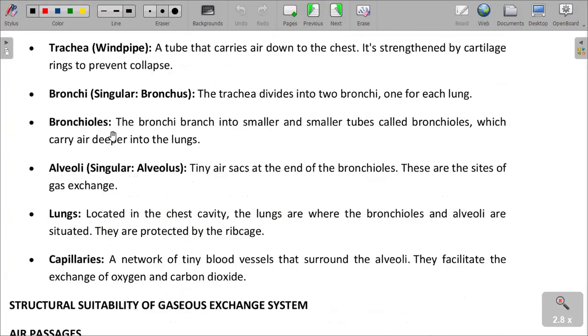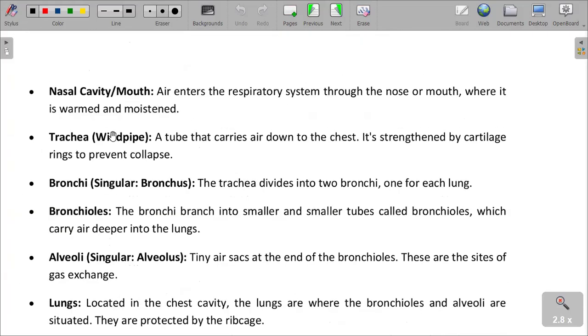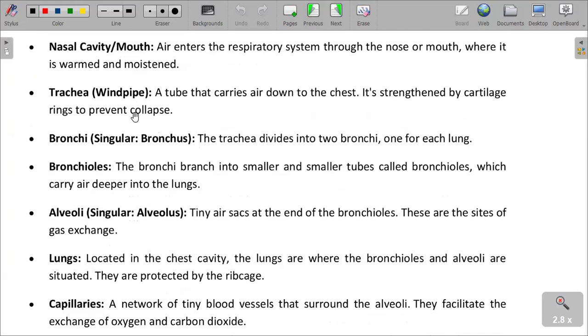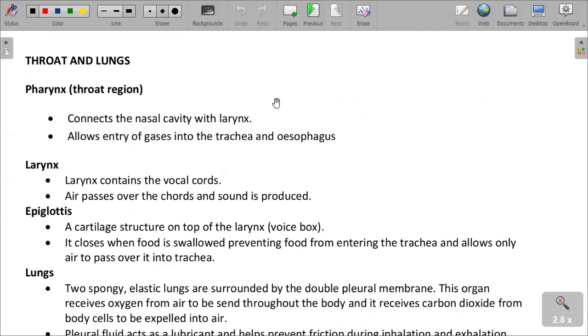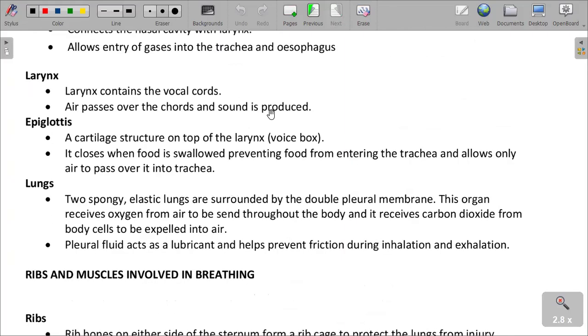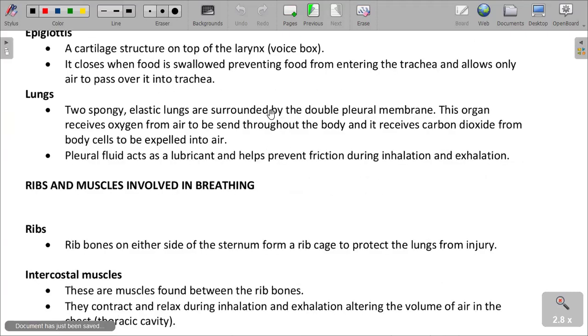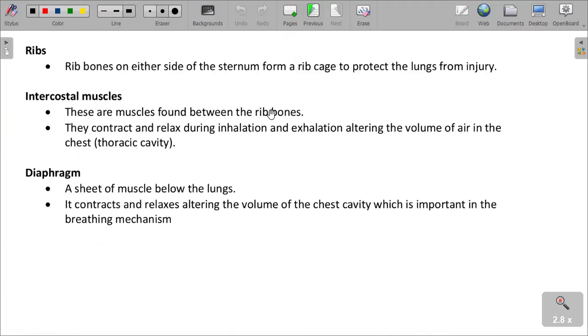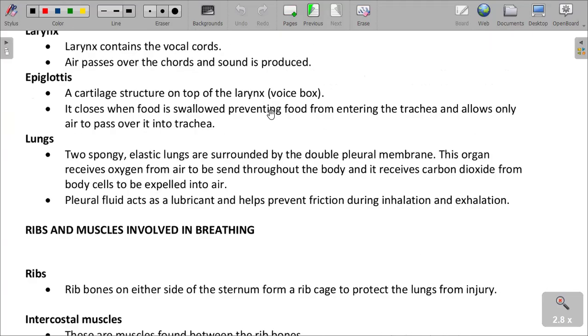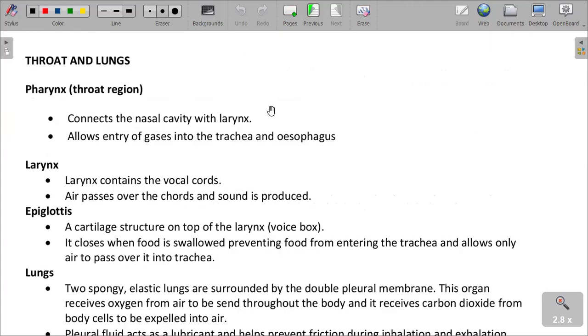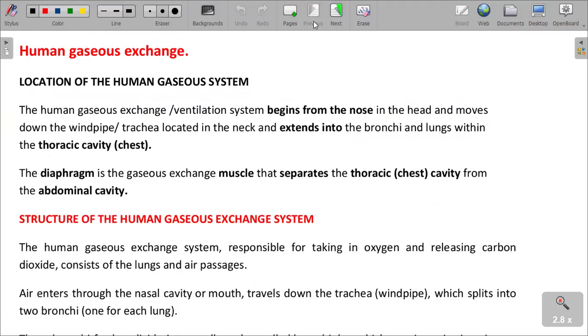Just be patient with the presentation, and I'm sure you are going to be quite empowered. Lastly, we're going to look at the throat and the lungs, how they are suited to perform their function, as well as the ribs and muscles involved in breathing, their functions, and how they facilitate and ensure that these functions are met. So without wasting any time, let's talk about the human gaseous exchange system.